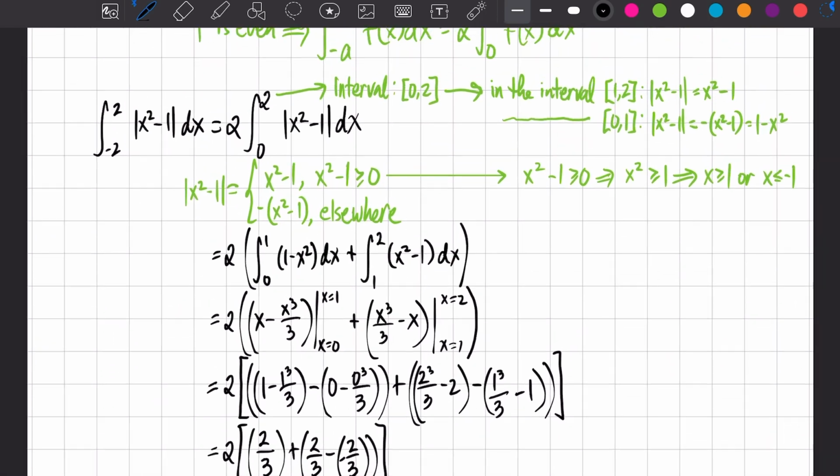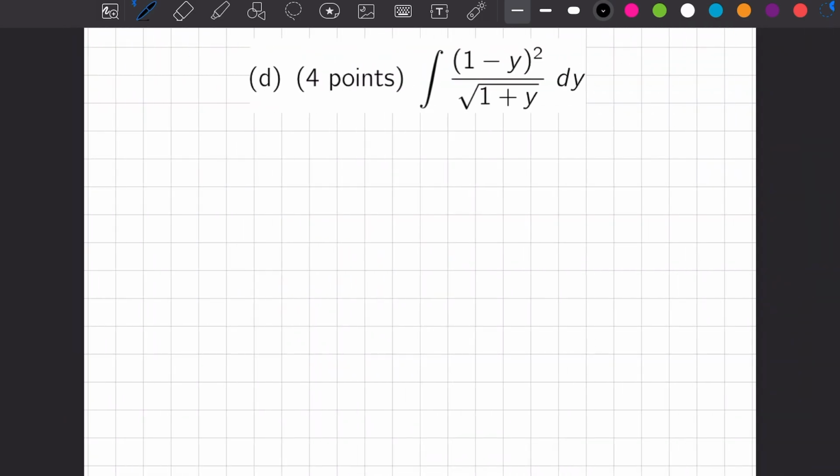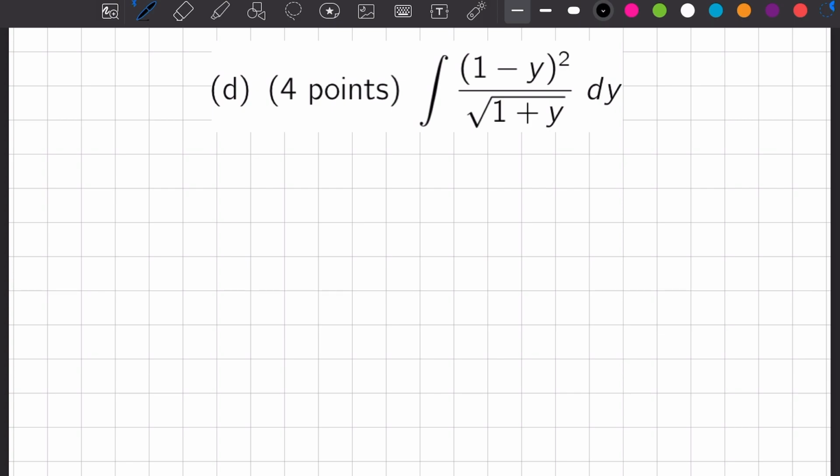And this is problem number 3. Let's proceed to the next problem. For this one, we want to integrate the quantity 1 minus y squared all over the square root of 1 plus y dy.